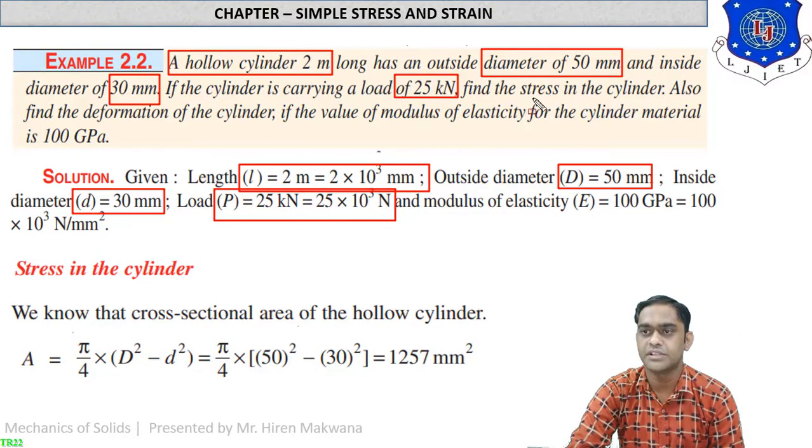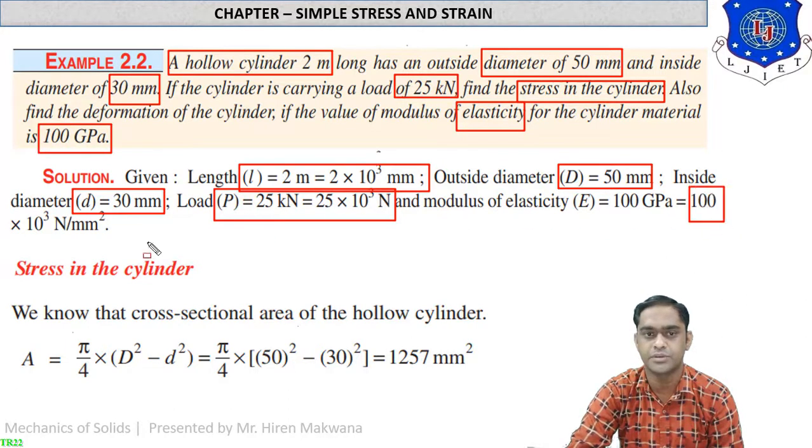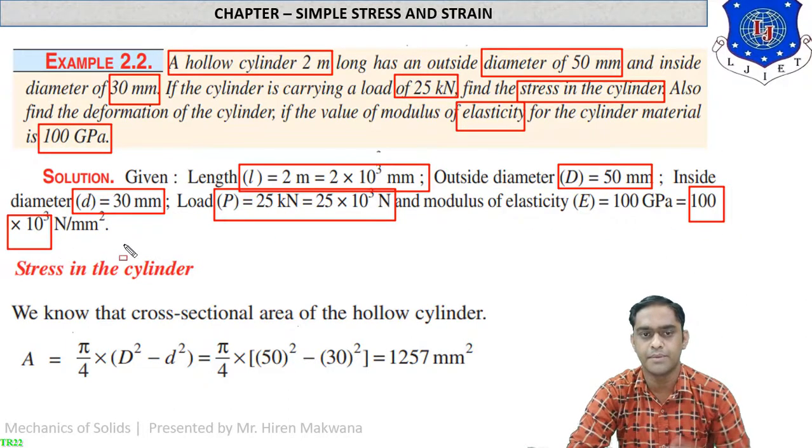Find the stress in the cylinder. So first of all we have to find stress. Also find the deformation of the cylinder. So what we have to find is delta L. If the value of modulus of elasticity for the material is 100 gigapascal. So again it is 100 into 10 raised to 3 Newton per mm square.